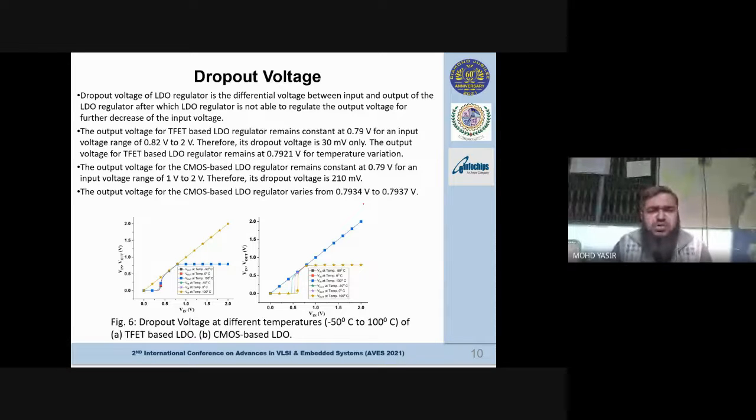Therefore, its dropout voltage is 30 millivolts only. The output voltage for TFET based LDO regulator remains 0.79 to 1 volts for temperature variation of minus 50 degrees centigrade to 100 degrees centigrade.